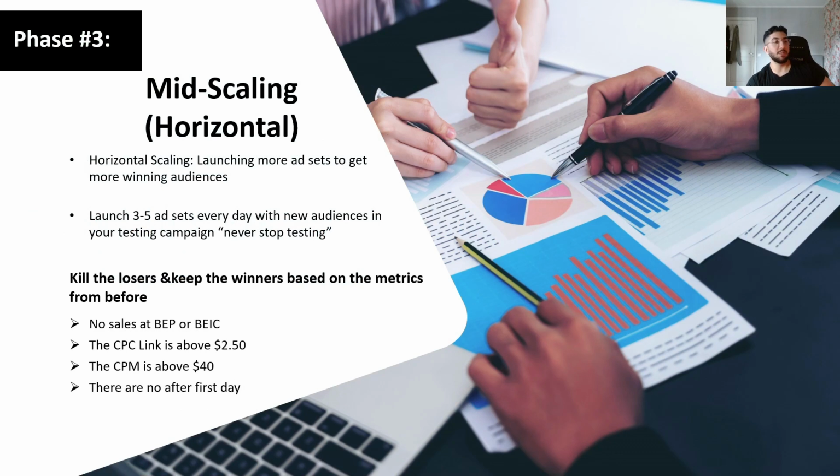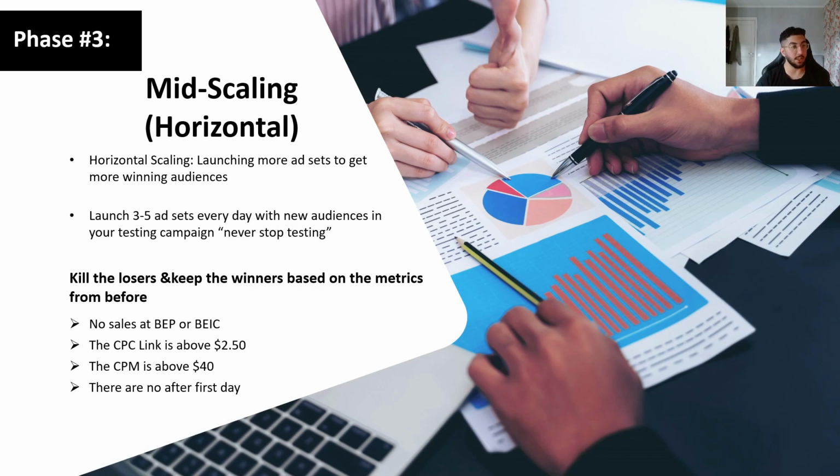So guys, phase 3 is mid-scaling horizontal. So horizontal scaling, launching more ad sets to get more winning audiences. Launch 3 to 5 ad sets every day with the new audiences in your targeting campaign. Never stop testing. So guys, as soon as you see some results with the winning creatives and interests, and you want to scale them, you have to always keep testing to find new winning creatives and audiences. So you can never stop testing if you want to always scale. And I'm going to show you how you can scale the winning audiences as well.